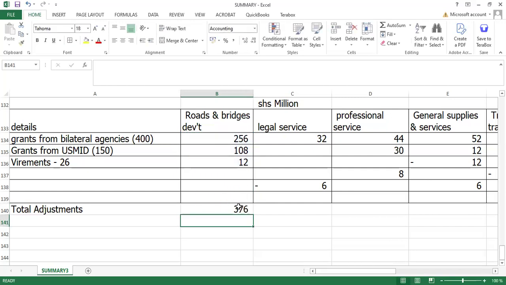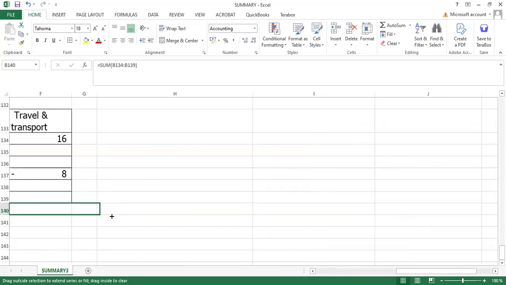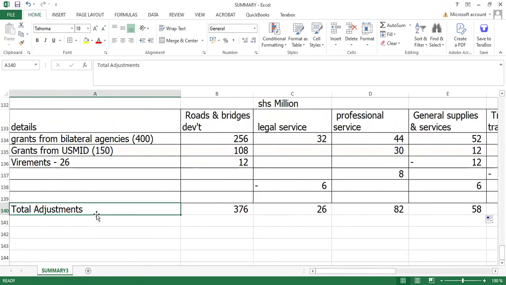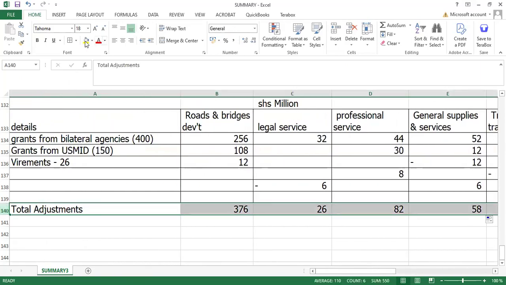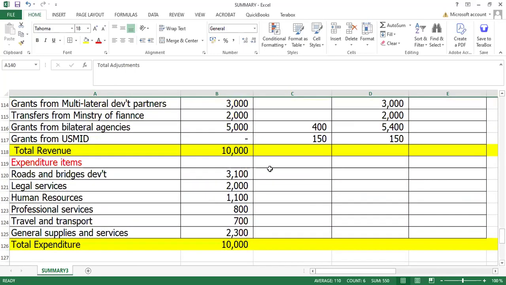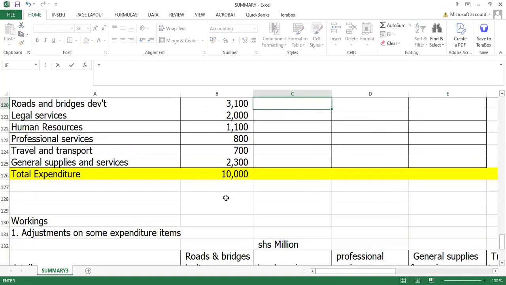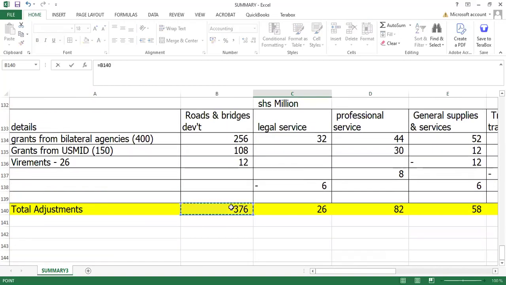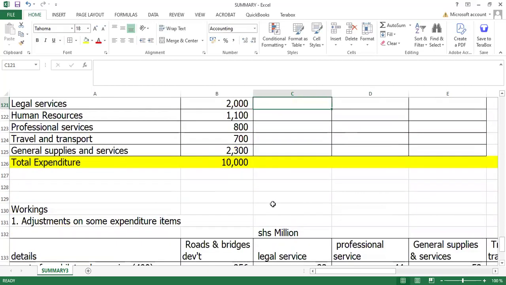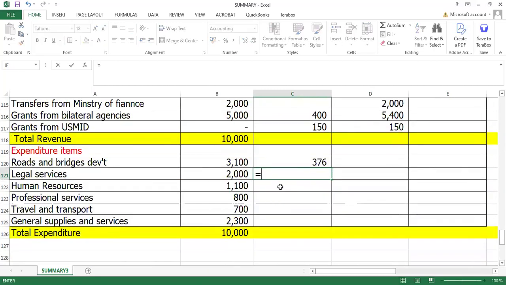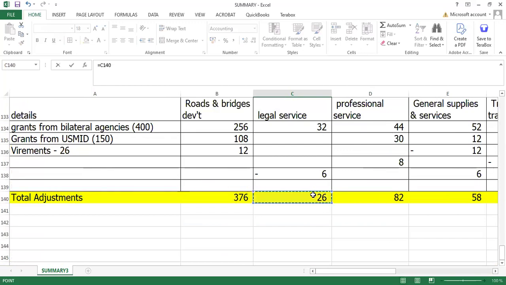But for me, since I am using my machine here, it becomes really very easy. So these are the total adjustments that I must make. I will go to the column of adjustments and put the figure where there is roads and bridges. Then where there is legal services, I put 26.